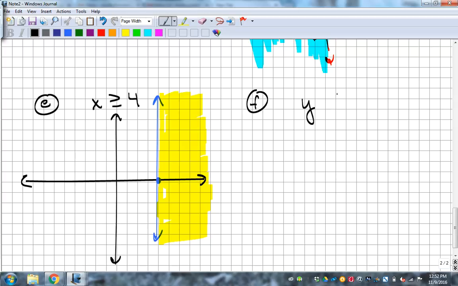What if it's y and a number? y is less than negative 2. This would be a horizontal line. Go to negative 2 on the y-axis. Should it be solid or dotted? Dotted. No equal to mark.